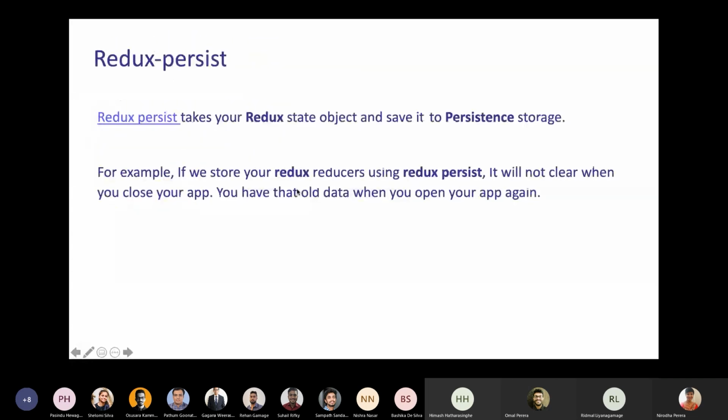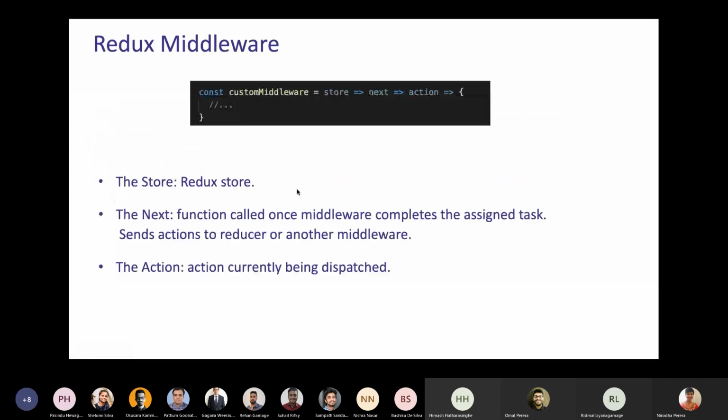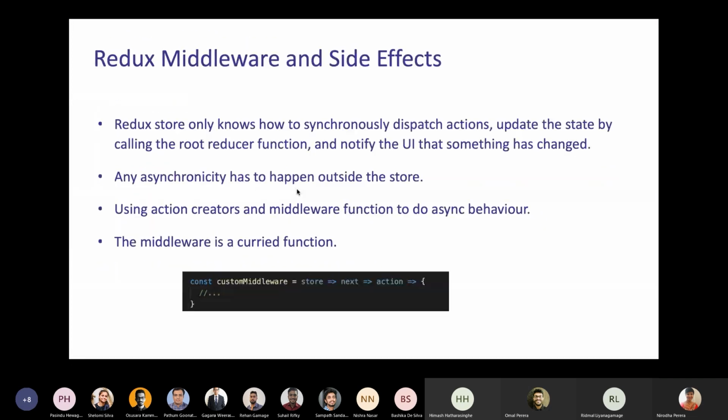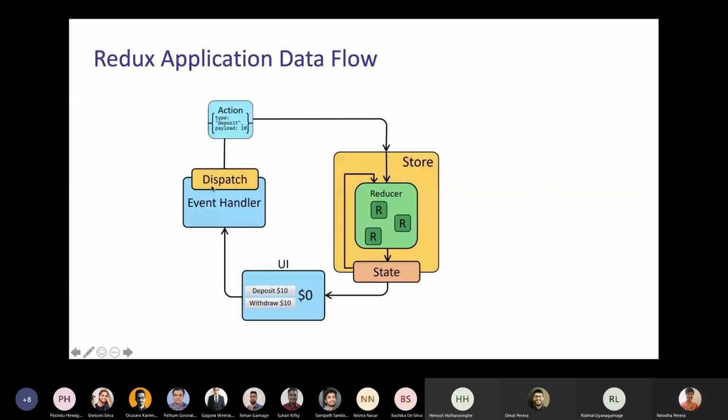I will go through the diagram here as well. Apart from the difference here, the middleware will be added in between the dispatch and the reducer. Once you dispatch the action creator, you get the action, and then it goes into the middleware section where it calls the API, gets the data value, and then updates the reducer. Everything else will work similar to the previous implementation.